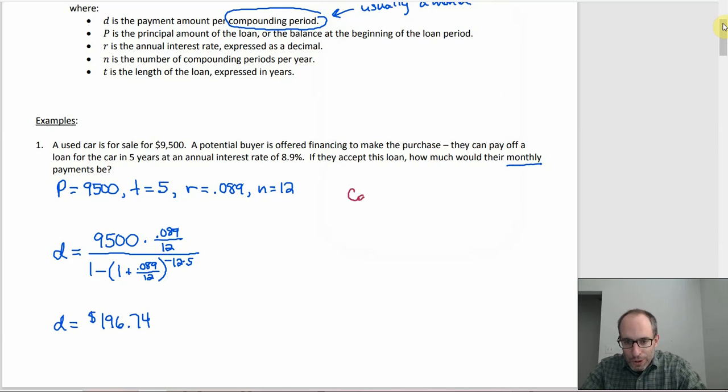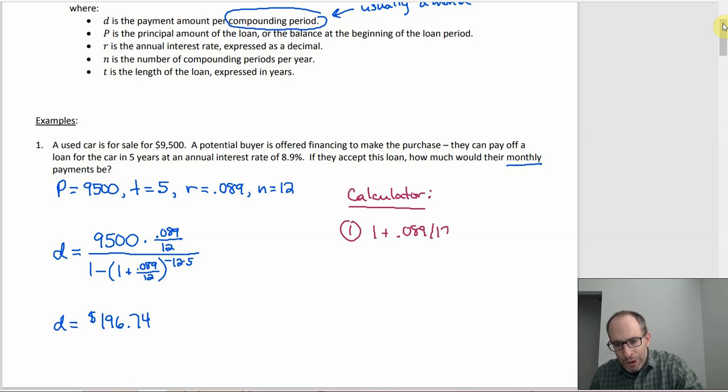All right, so with a calculator, if you have to go piece by piece, I would do the denominator first. So what I would do first is the thing in parentheses. So 1 plus 0.089 over 12. And if you really have to go one operation at a time, you would do the 0.089 over 12 first and then add 1. But whatever that is, the next thing is I would raise that to the power of negative 60.